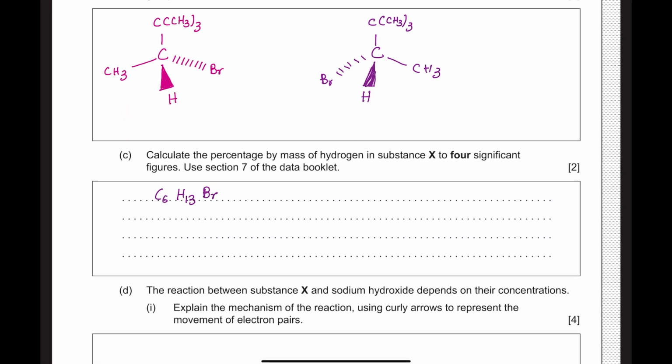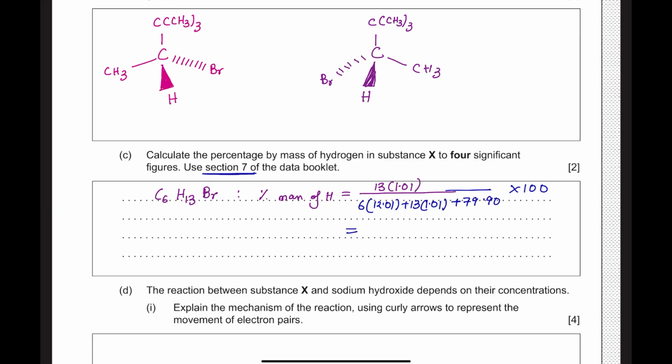So percentage mass of hydrogen. We have 13 hydrogen atoms, right? So numerator will be 13 times 1.01. 1.01 is the molar mass of hydrogen directly from the periodic table. They have asked you to use section 7, so you have to use the exact molar masses. Then you have to divide it by the molar mass of the molecule. So 6 times carbon is 12.01, hydrogen is 13 times 1.01, and bromine is 79.90. Then multiply it by 100 to convert it to a percentage.